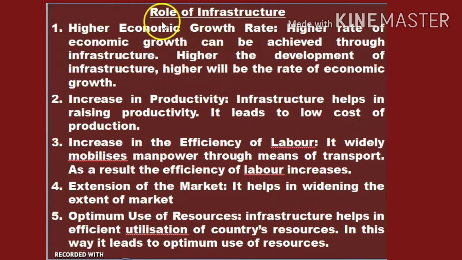Role of infrastructure. Higher economic growth rate. A higher rate of economic growth can be achieved through infrastructure. The higher the development of infrastructure, the higher will be the rate of economic growth. So as I said, a country's economic growth is analyzed by its infrastructure. So the higher the infrastructural growth, the higher will be the economic development. It is analyzed like that.